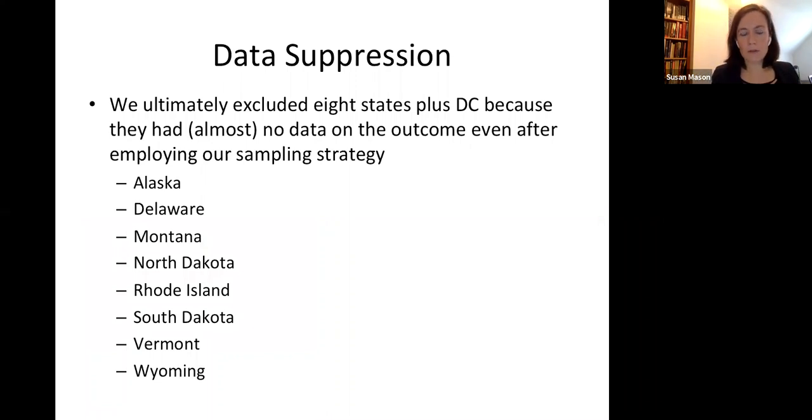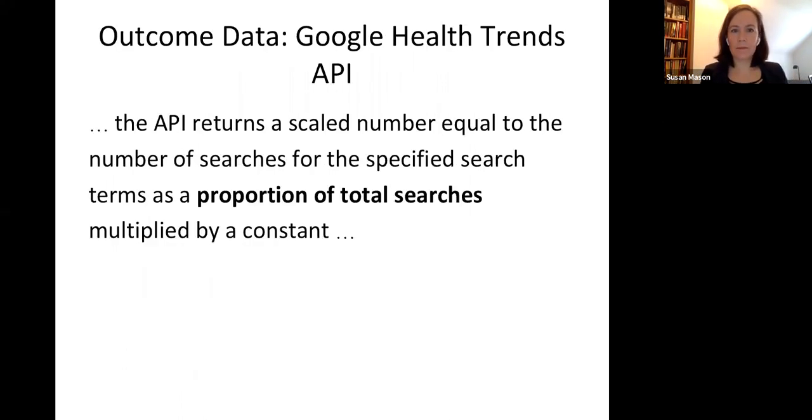Even with our multiple samples, we ultimately excluded 8 states and DC because they had almost no data on the outcome even after the sampling strategy. So they're all small, population-wise, not land mass-wise: Alaska, Delaware, Montana, North Dakota, Rhode Island, South Dakota, Vermont, and Wyoming.